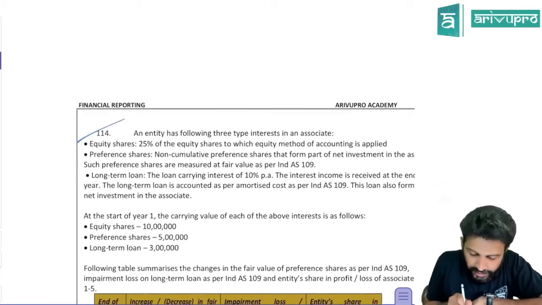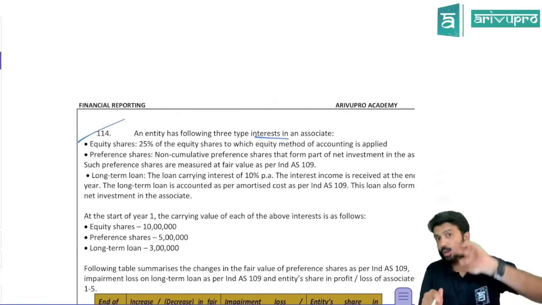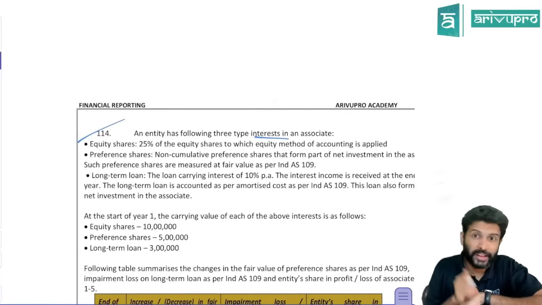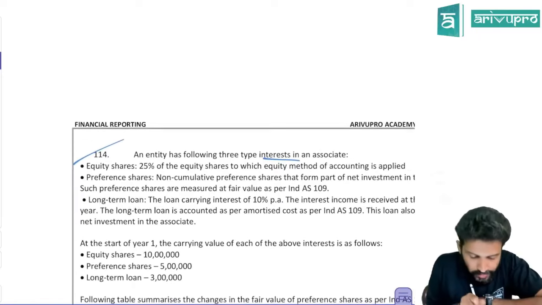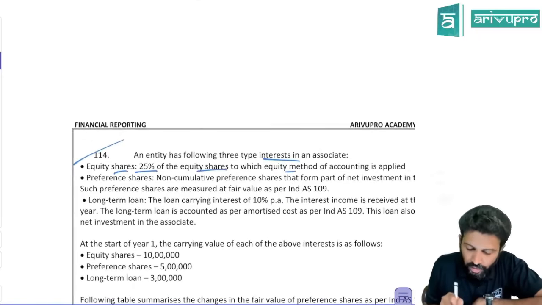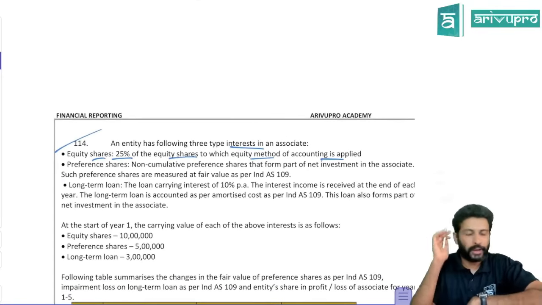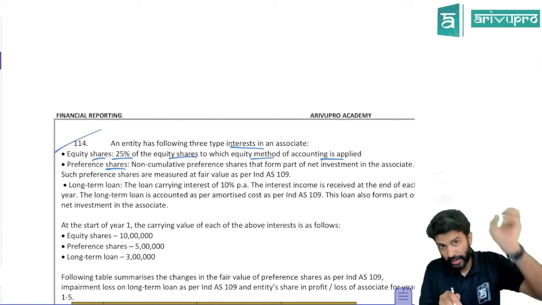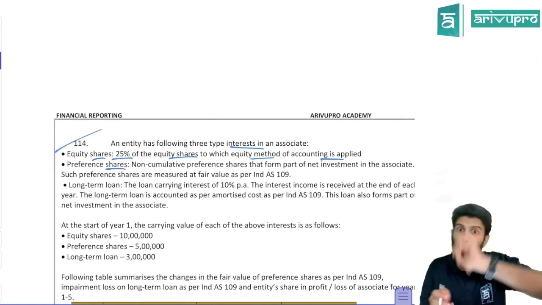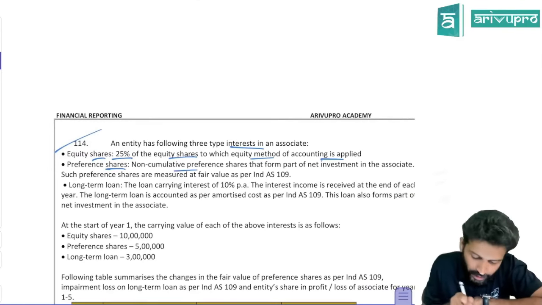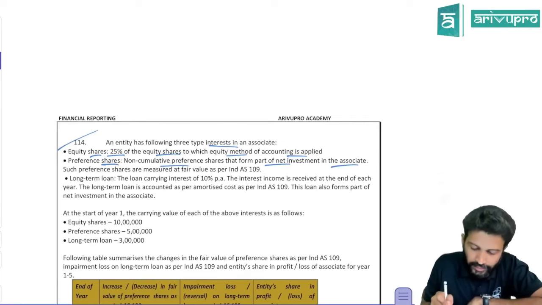An entity has three types of interest in an associate. So we have not only purchased equity shares, we have three types of interest it seems. So what are those? First, we have 25% equity shares for which the equity method of accounting is applied. We have some preference shares. So the investor company, or the parent company, has purchased some preference shares of the associate company also. These are non-cumulative preference shares, part of net investment in associate.